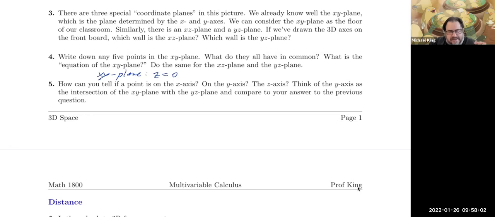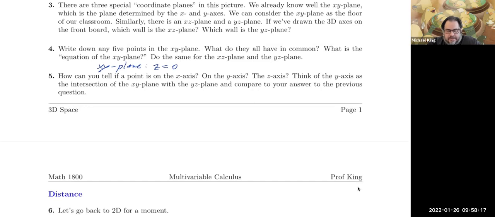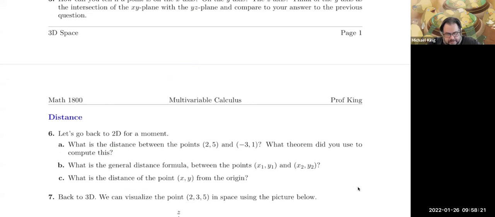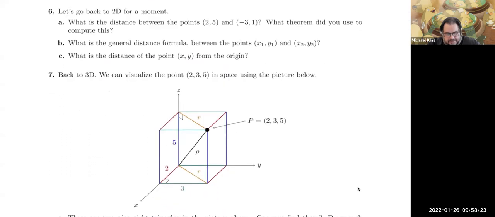That'll be an interesting thing: surfaces are given by one equation, but curves or lines in 3D are sometimes harder to describe. We're going to talk about that. There's a parametric approach that you can use, but we'll get more into that. Let me just look here. Everyone pretty much got the distance formula stuff.